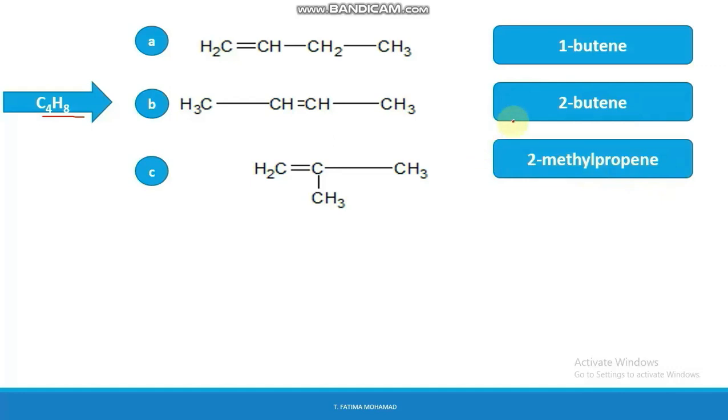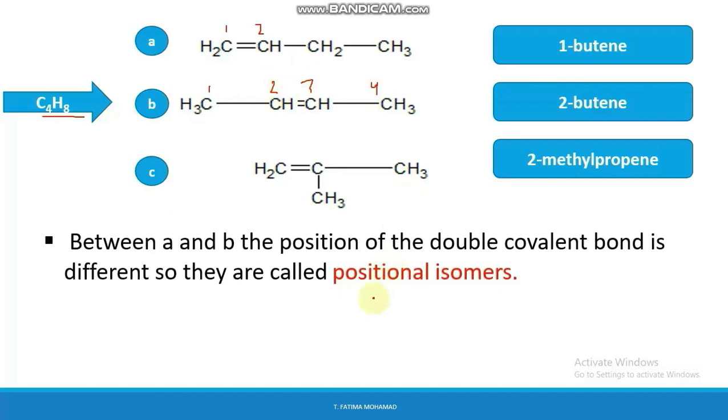Okay, let's see A and B. A and B are 1-butene and 2-butene. How do they differ? They have the same number of carbons, they are isomers, but they differ in the position. Here the position of the double bond is between carbon 1 and carbon 2, and here it is between carbon 2 and carbon 3. So they differ in the position, so they are called positional isomers. They have the same functional group, and they just differ in the position of this group.